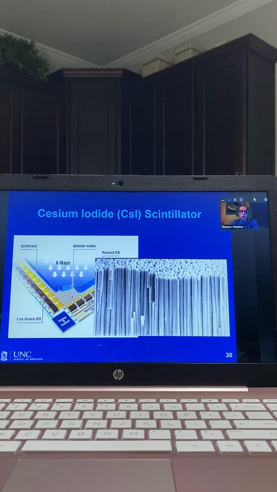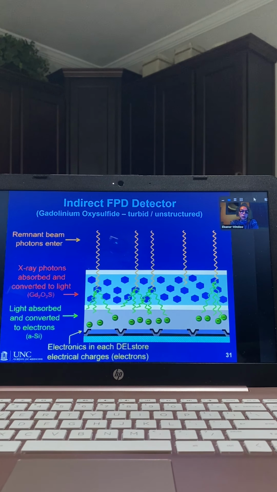I know you mentioned gadolinium oxysulfide. Is it still referred to as columnar structured, or does it have a different appearance? Here's gadolinium. There we go. So there's your gadolinium. So you okay with the cesium iodide, seeing what it looks like, how it does look like a column?